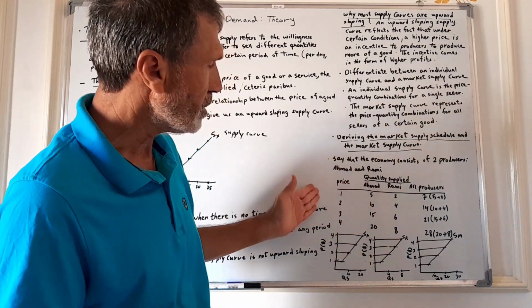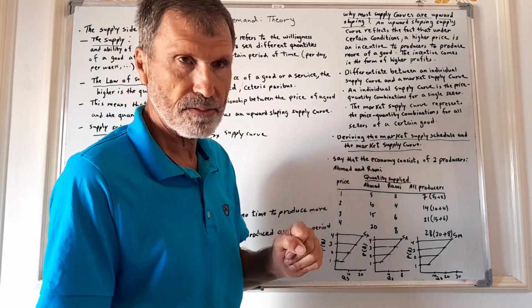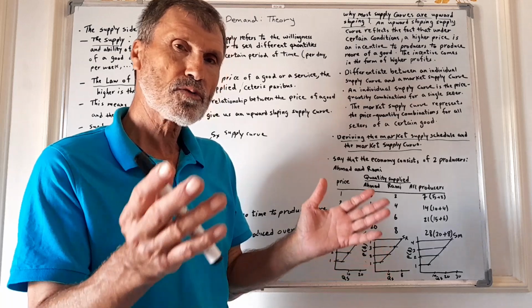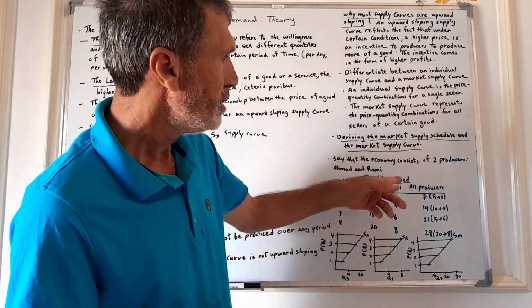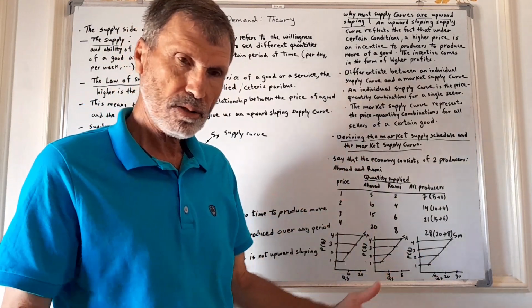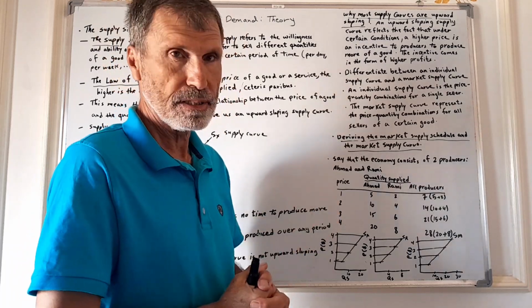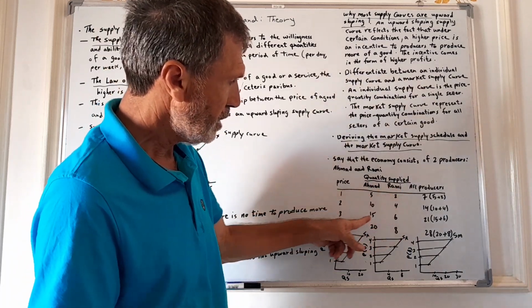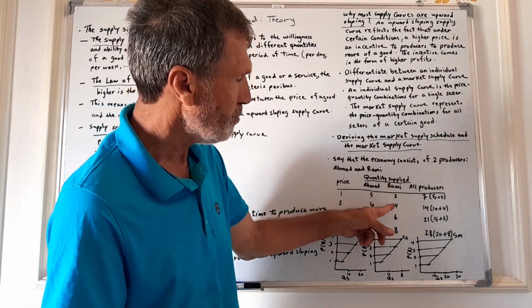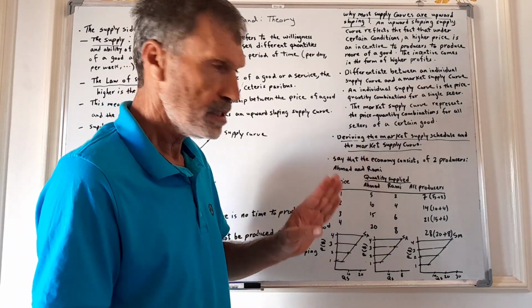As you see down here, how we derive the market supply schedule and the market supply curve. Say for instance, the economy consists of two sellers, two producers, Ahmad and Rami. The economy consists of only two producers or two sellers, Ahmad and Rami. This is here the market supply schedule, which consists of Ahmad, Rami.